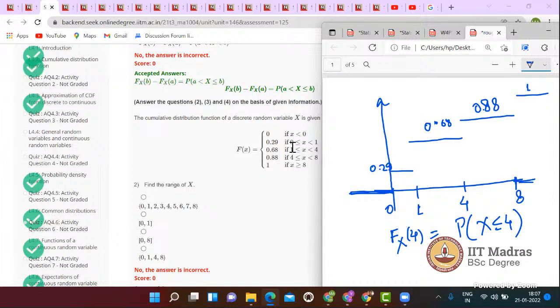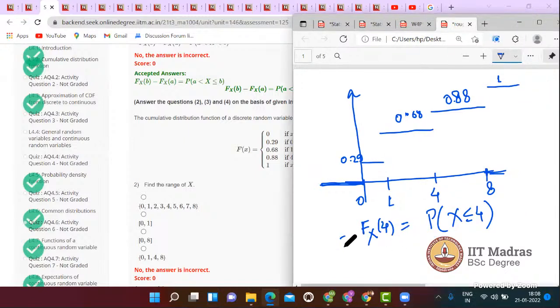This is a way to explain, if you have some CDF at x equal to 4. Here it is in discrete form, so for each value it will be described. For 0, you can directly say the probability is this, 0.29. And when x equals 1, you can directly say 0.68 minus 0.29 is the probability when x is equal to 1, right?